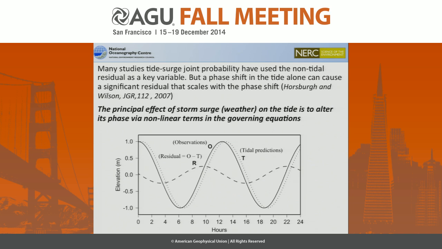And in that paper, we show that the size of that residual actually scales for small angles with the phase shift itself. So the effect of the weather is to alter the phase of the tide, and that's its main effect. That's one half, if you like, of tide-surge interaction.